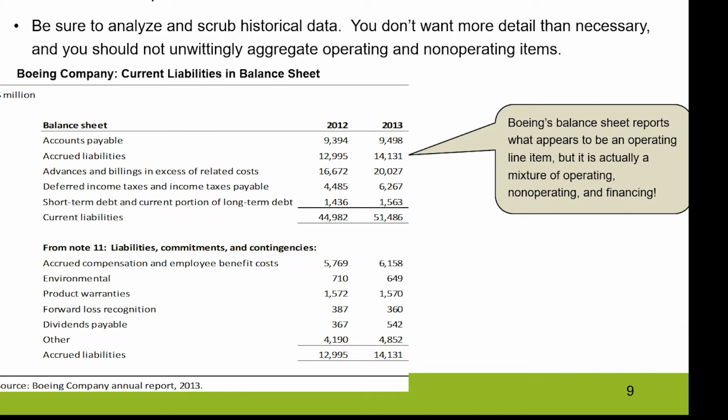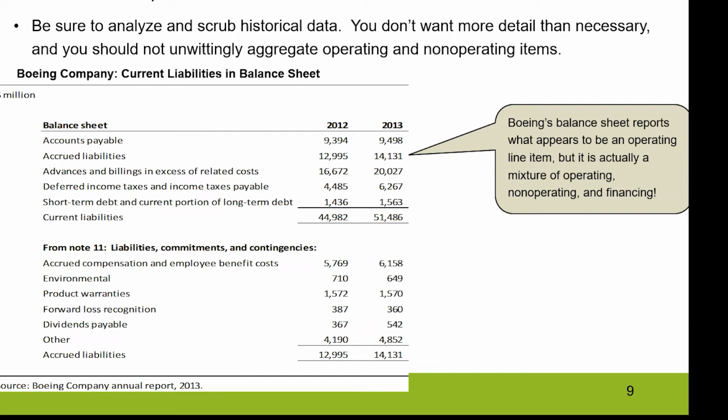So we've got accrued compensation and employee benefit costs. That's going to be operating. Environmental costs, it's probably operating, depending on whether those are ongoing and tied to their operations. Product warranties, which is probably operating, depending on how it's booked. Forward loss recognition, which is not operating. This is a non-operating item. This is a tax item. Dividends payable is a financing item.